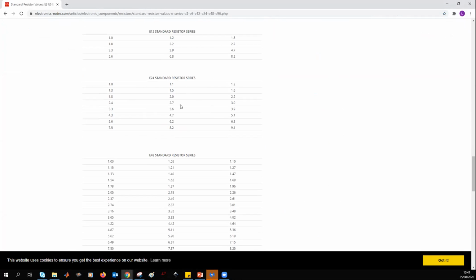I hope you can see my mouse. You can find the values for E24. This means that here there is no unit, so you have to be able to read it. So this means that you can find resistance of 1 ohm, 1.3 ohm, 1.8 ohm, 2.4 ohm, and so on. But you can also find resistors of 1 kilo, 1.3 kilo, 1.8 kilo, and so on. And you can also find resistance of 1 mega ohm, 1.3 mega ohm, 1.8 mega ohm, and so on. I hope you understood. You just have to look at E24.